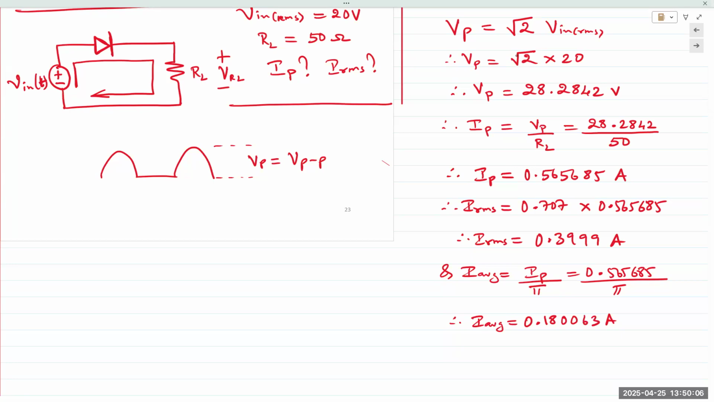The reason I'm going like 5, 6 decimal places is because here we are doing amps, but typically many of the circuits we deal with would be in milliamps or even microamps. So if you look at this number, 0.565685, that is 565 milliamps, right? 565.68 milliamps.